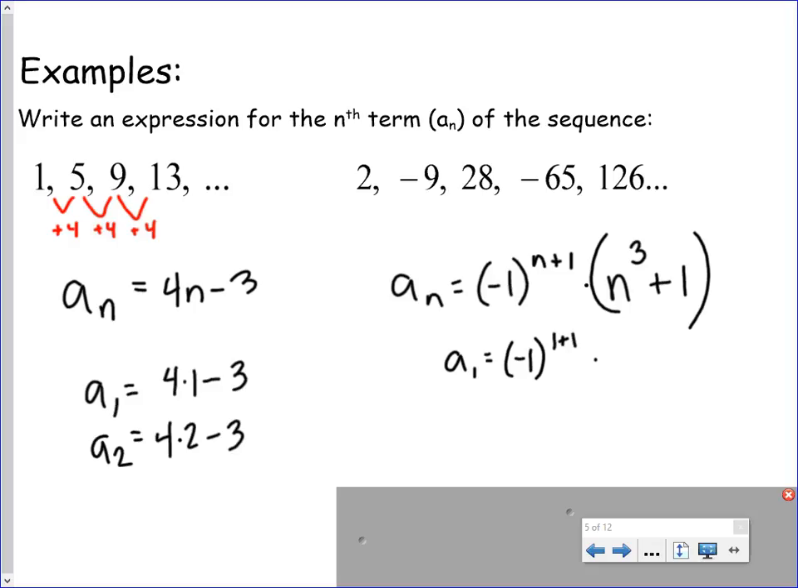So 1 cubed plus 1 is 2. 2 cubed plus 1 is 9. 3 cubed plus 1 is 28. 4 cubed plus 1 is 65. 5 cubed plus 1 is 126. So that's what I'm talking about. Not everything is going to be going up by 4 so that it's super easy for you to see the pattern. You need to think about other kinds of number patterns that you know about.